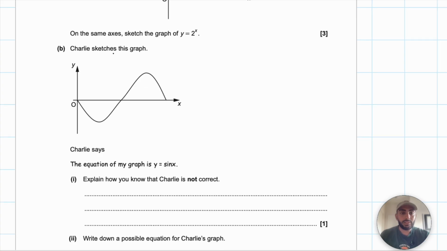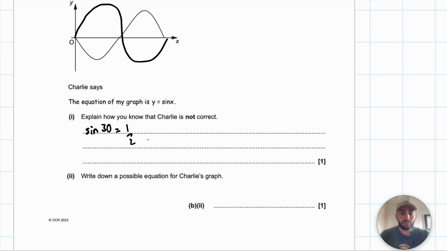Part B, Charlie sketches this graph. Charlie says, the equation of my graph is y equals sine x. Explain how you know that Charlie is not correct. If you know some of your sine values, sine of 30 would give me positive a half, and sine 30 would be somewhere around here. That means this graph doesn't start off correctly, it should look something like this. So the first part should be positive.